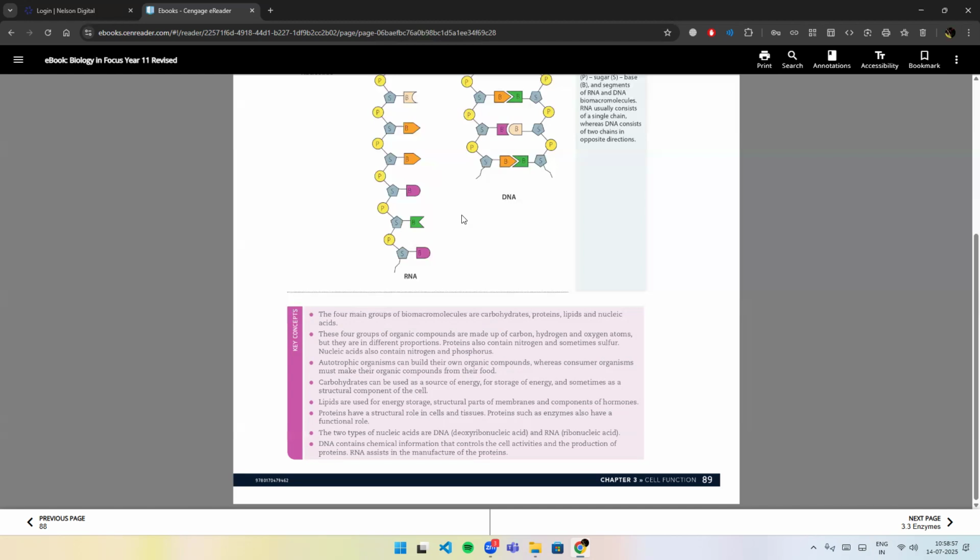Carbohydrates can be used as a source of energy, for storage of energy, and sometimes as a structural component of the cell. Lipids are used for energy storage, structural parts of the cell membrane, and components of hormones. Proteins have a structural role in cells and tissues. Proteins such as enzymes also have a functional role. The two types of nucleic acids are DNA and RNA. DNA contains chemical information that controls the cell activities and the production of proteins. RNA assists in the manufacture of the proteins.